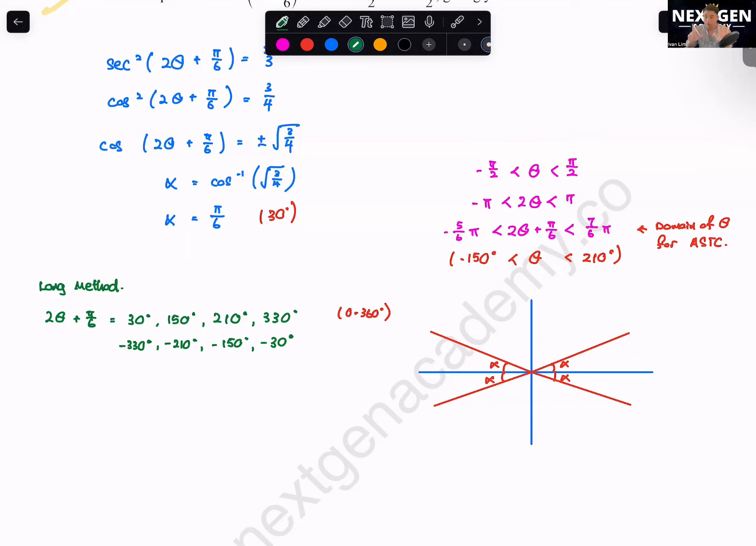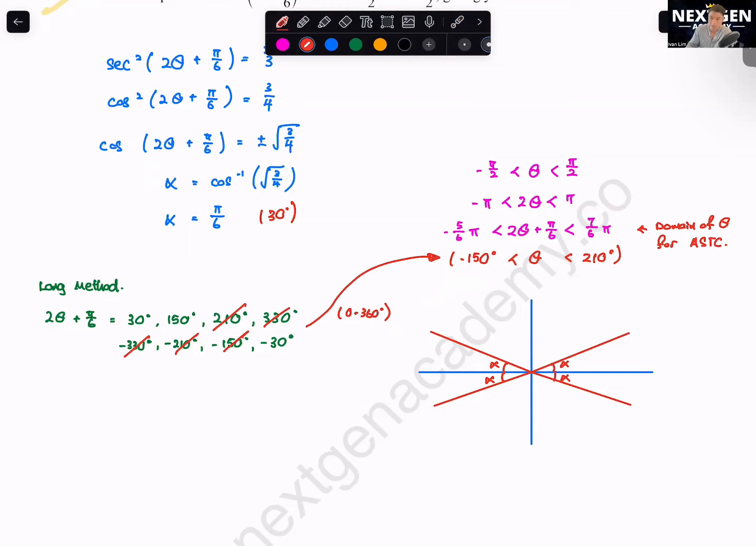Are we going to consider all of these 8 answers? No, right? Okay, because you see, what is the domain? The domain is only from negative 150 to 210. Which of these answers is out of this domain? This one out, this one out. Okay, negative 150, we also cancel it because you don't have equal symbol there. 210 is out, 330 is out. You only get 3 answers. Got it? Only 3 answers will be within this domain here.